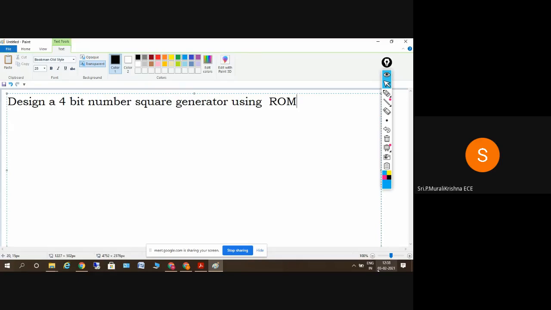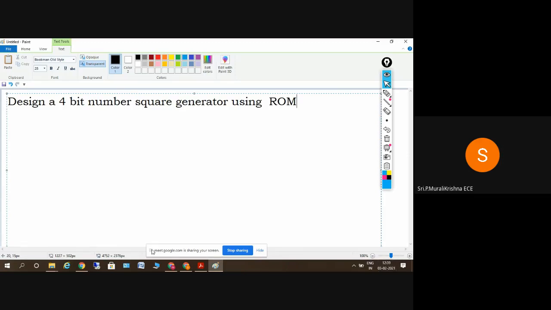So we need to do the squares. The inputs will be 4 inputs. Outputs are squares of these. So squares in the sense, 0 square, 1 square, 2 square, 3 square. The maximum 4-bit input will be 15. So 15 square is 225. So for the outputs, you have to write the binary equivalent of those numbers. So the outputs are nothing but the binary equivalents here. So 0 to 7, we can take it as S0 to S7.